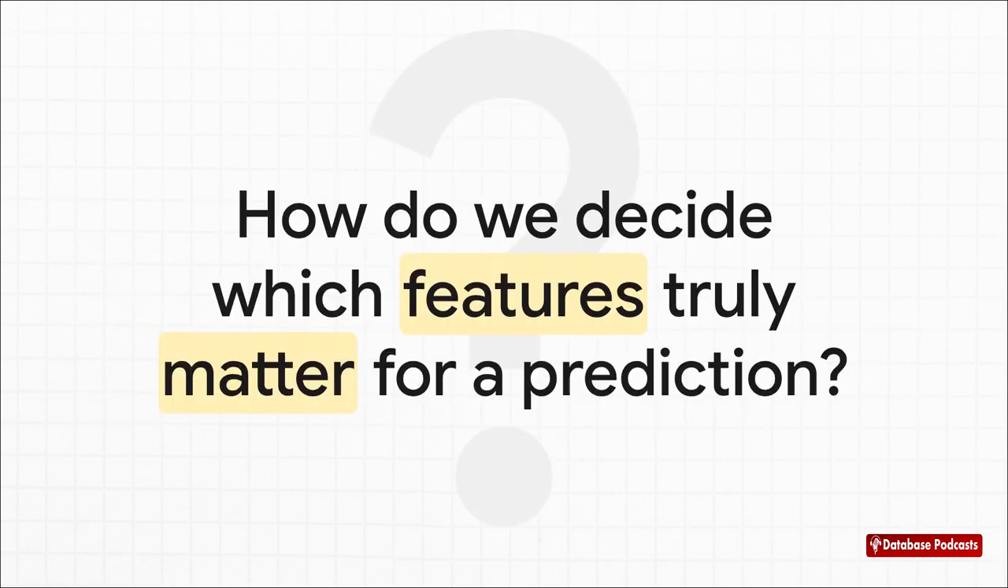And all of this leaves us with a really fascinating question to think about. If adding more and more features can actually make our model worse by making closeness meaningless, it forces us to ask, how do we figure out which features are the important signals and which ones are just noise? That's one of the biggest challenges in machine learning.